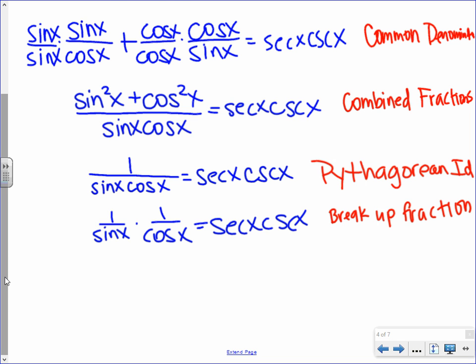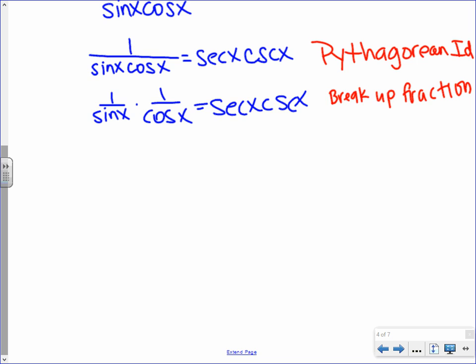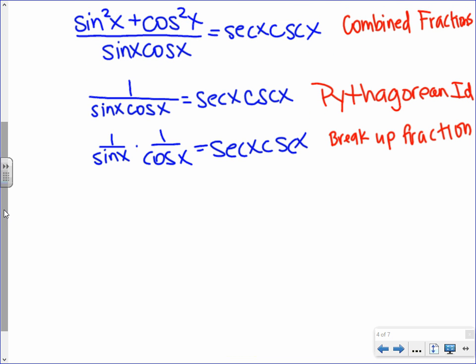Okay. Then we can say, what is 1 over sine of x? Cosecant x. 1 over cosine of x is secant of x. Okay, is that the exact same thing we have on the right side? Is it? Okay. You want it to be the exact same thing.